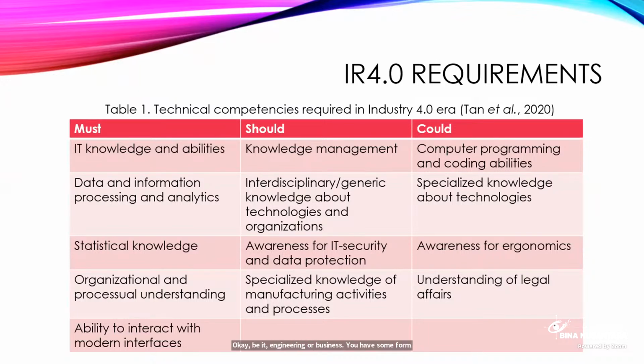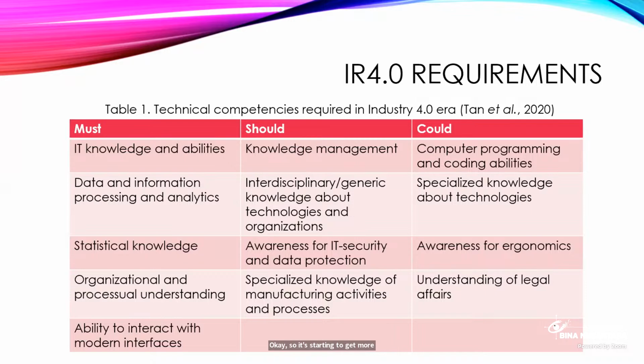In terms of the second column, knowledge management, knowledge about technologies and organizations, awareness for IT security, and specialized knowledge of manufacturing activities. So in this column, you can see that not all courses cover this. It's starting to get more specific. For example, knowledge about manufacturing activities is covered mostly in manufacturing engineering courses. Knowledge for IT security and data protection is covered mostly in computer science. So it's starting to get more specific now.